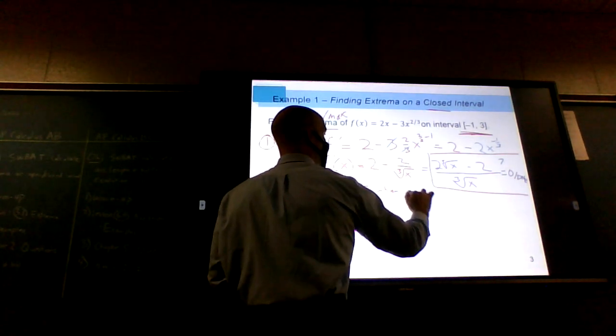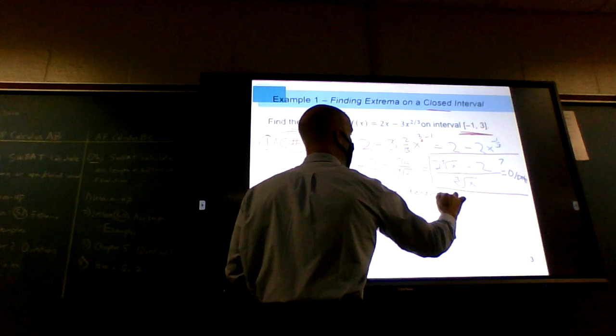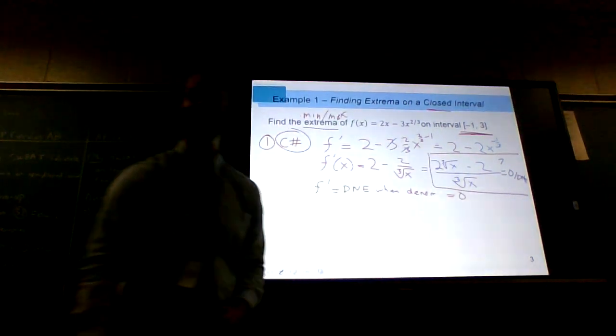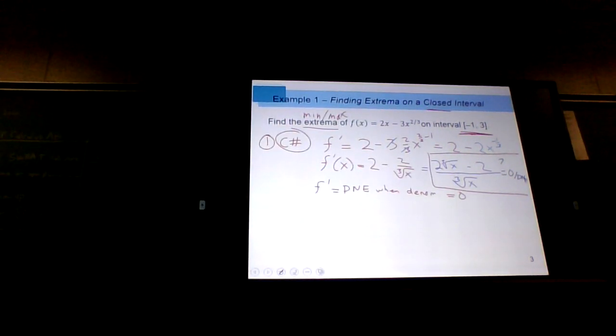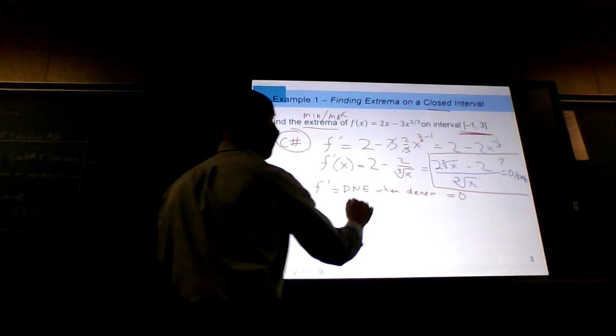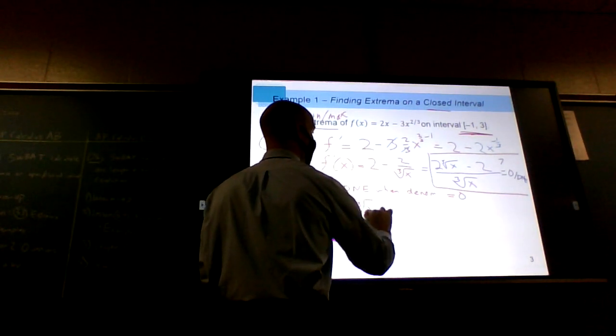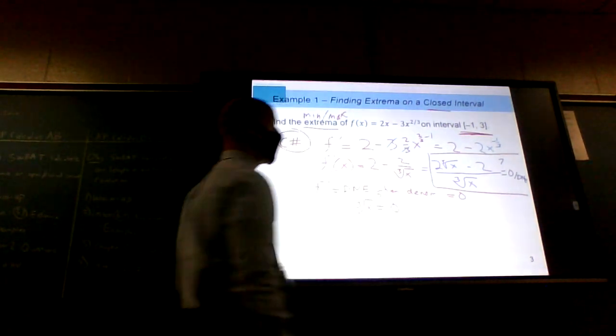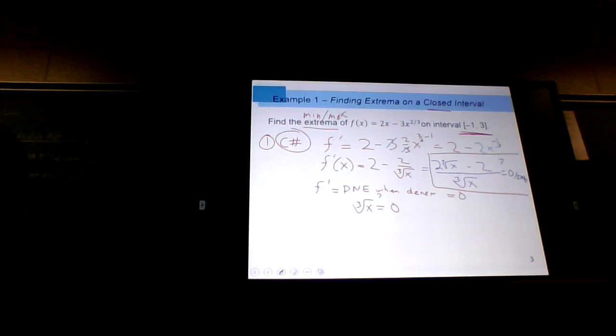when the denominator is equal to 0. Agreed? In other words, when the third root of x is equal to 0. When is the third root of x equal to 0? When x is equal to 0.